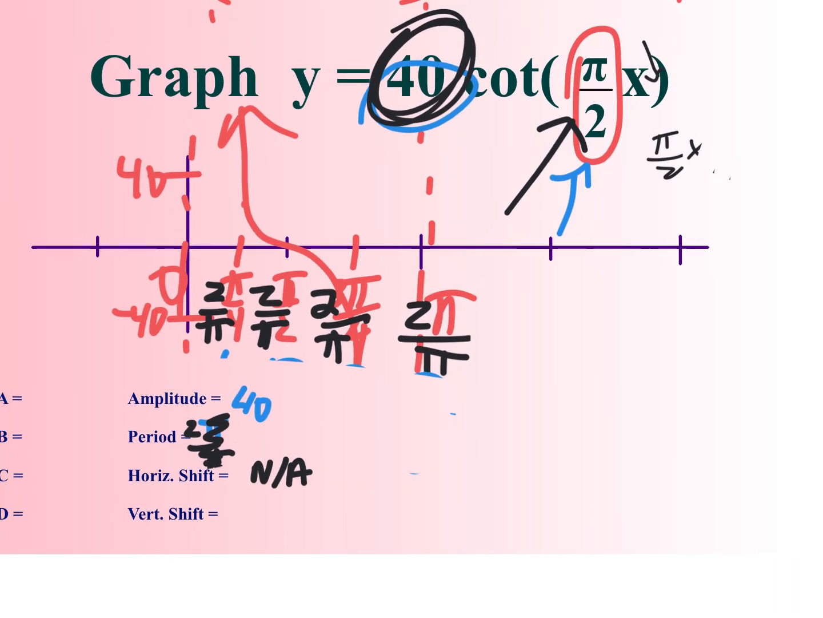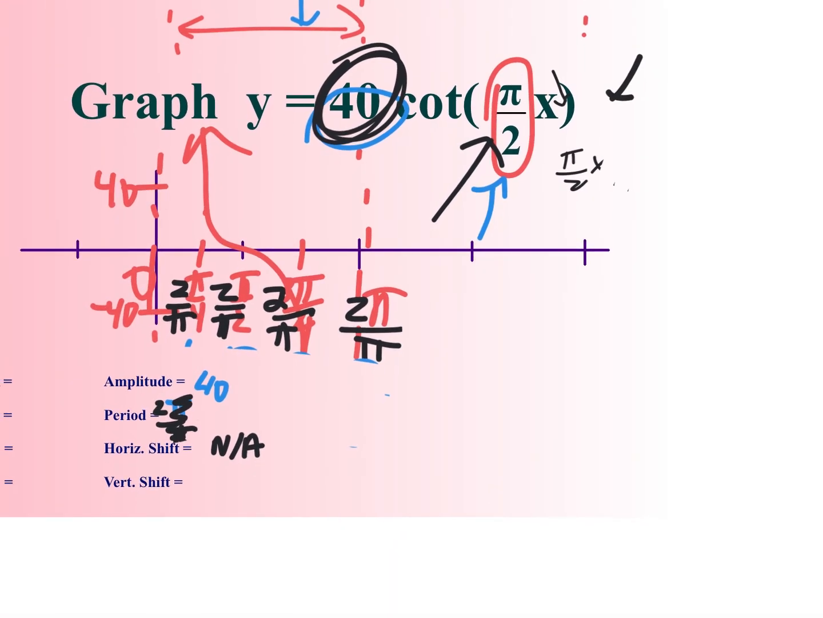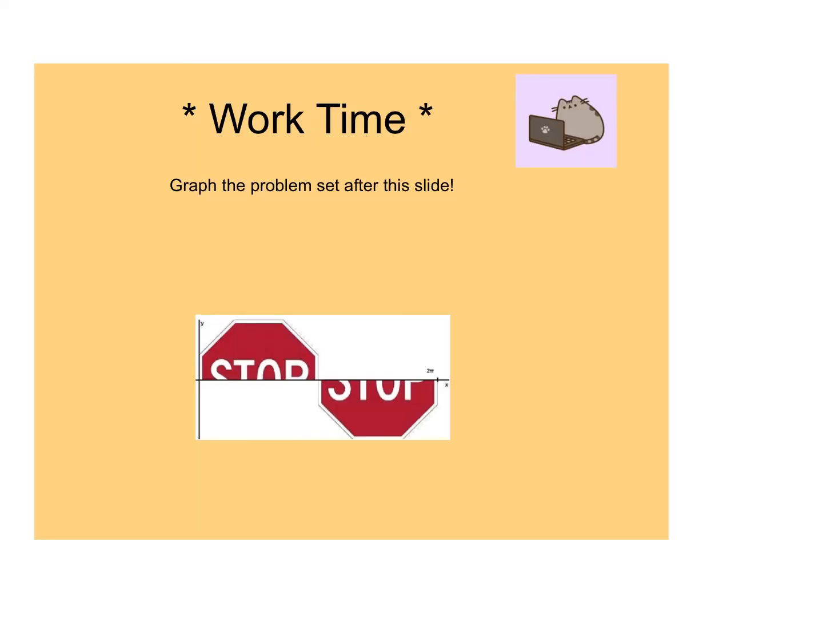And last is vertical shift. There's no number on the outside, so also no vertical shift. Not applicable is what NA stands for. Okay. Any questions? All right.